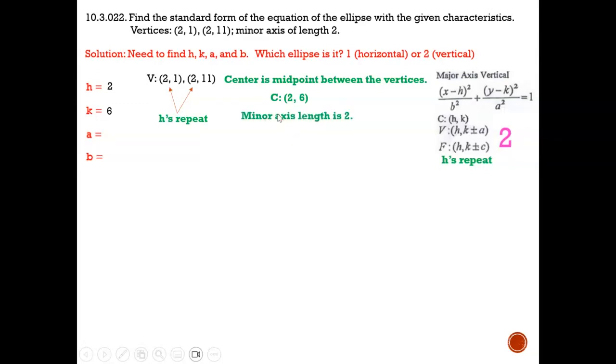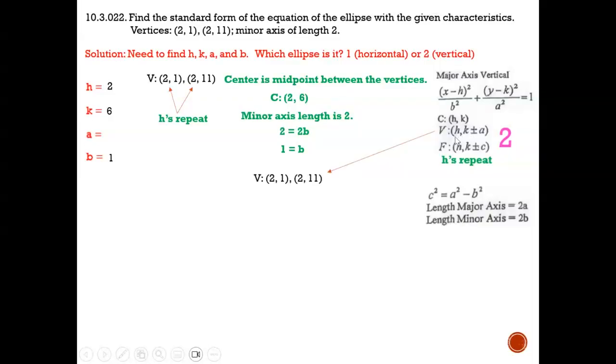Okay, now, the minor axis was equal to 2. The length of the minor axis is equal to 2b. So 2 equals 2b, b equals 1. So I got my b. Okay, now how can we find a? A has to do with the vertices, because the vertices are h, k plus or minus a. So I'm going to use our vertices.